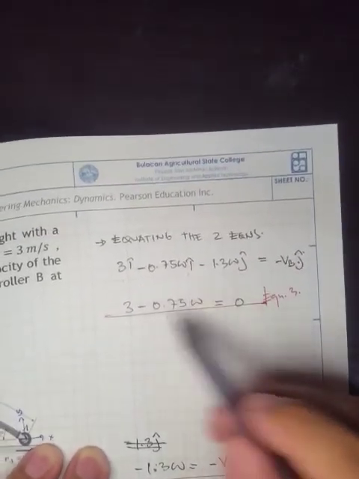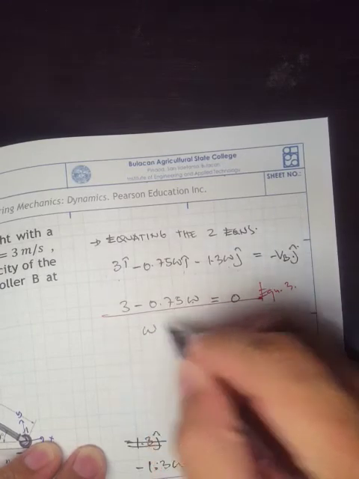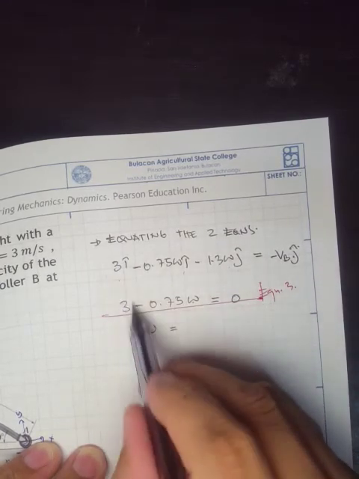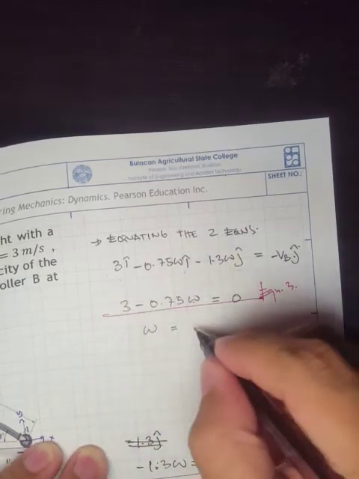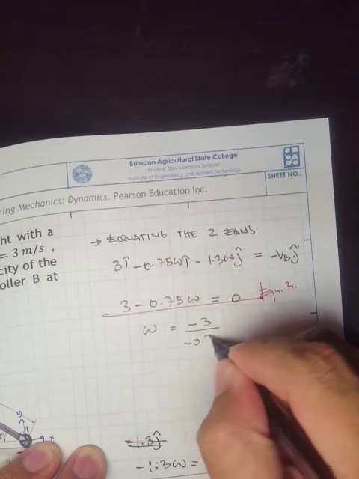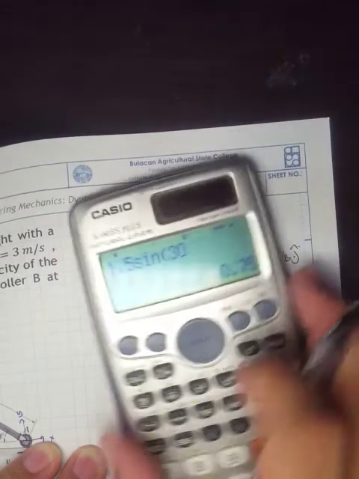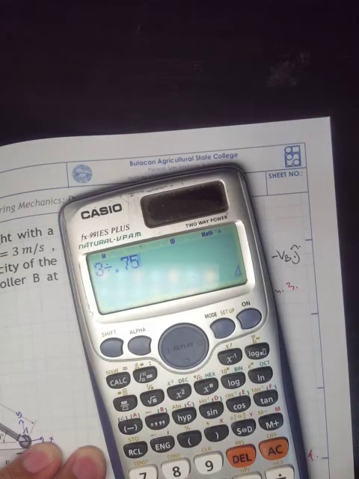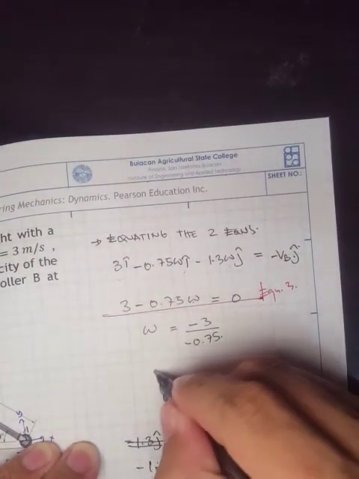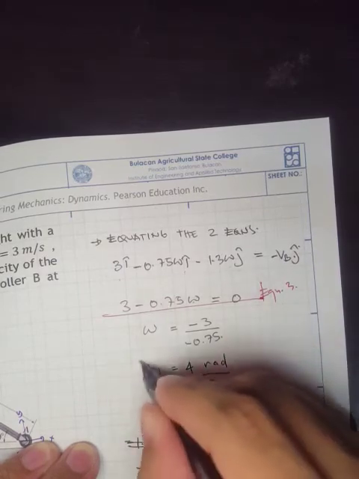Okay, so from this equation we can actually solve for ω. So ω is equal to, we put this 3 on the right hand side, so it's just negative 3 divided by negative 0.75. So 3 divided by 0.75, it's just 4. So ω is just 4 radians per second.